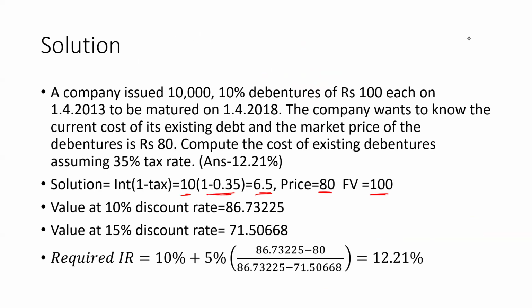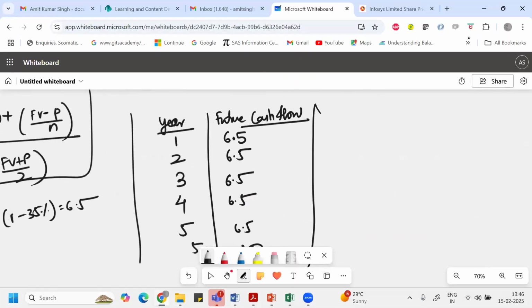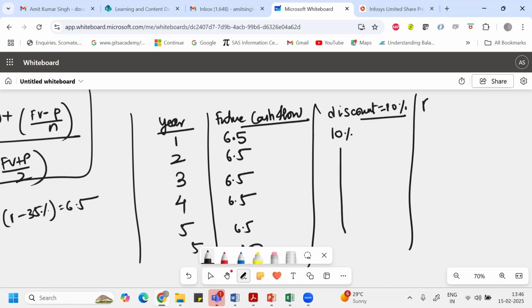So what you can do here is assume a discounting rate of 10%. Since you know the answer is near about 12%, find the present value taking the discounting rate as 10%, and then find the present value of this cash flow. So 6.5 divided by 1 plus 10%, or 1.1, for year one.